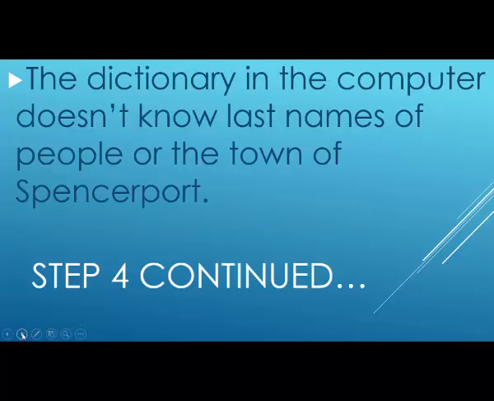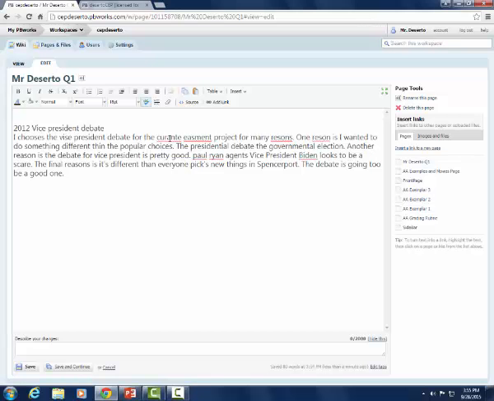Step 4, continued. You have to remember that the computer doesn't know the last names of people, some first names it doesn't know, and it has no idea that the word Spencerport, capital S, Spencerport, is spelled correctly. That is one of the very few words that you might spell correctly that is actually underlined. Let's just go through and fix the spelling.